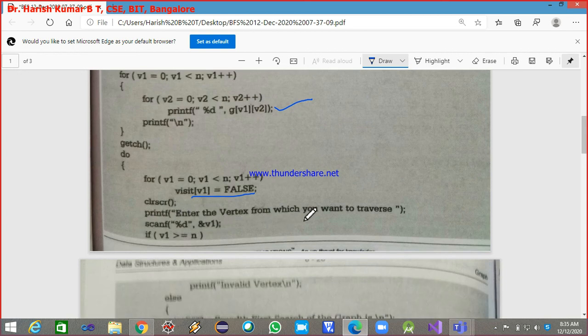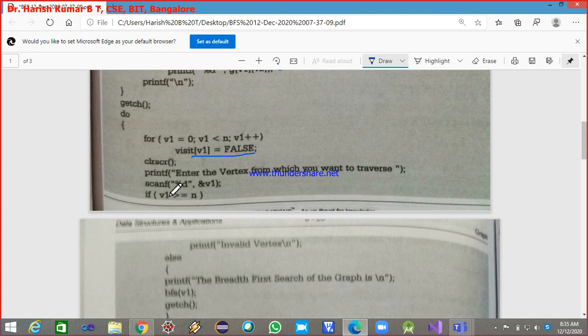Next I am displaying, enter the vertex from which you want to start traversing, as we did in the previous class yesterday. It was a recursive algorithm, but what we see now is a non-recursive algorithm. I'm reading the starting vertex and checking if the vertex you enter is greater than or equal to n, then I say it is an invalid vertex. For example, if you have 5 vertexes and while reading you give 6 or 7, the program should say it is an invalid vertex.